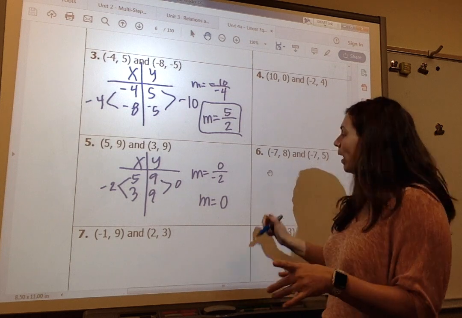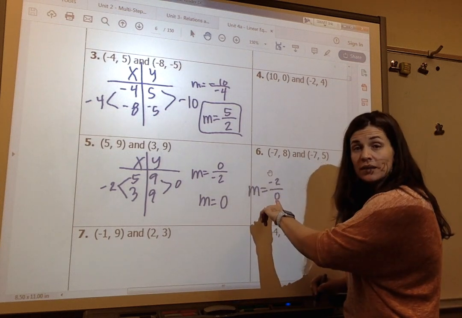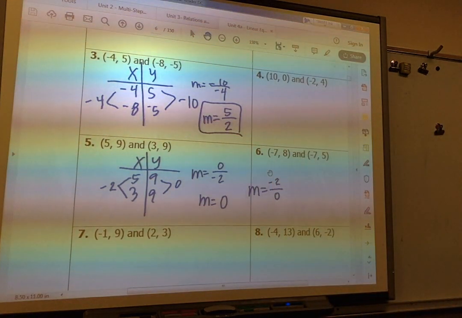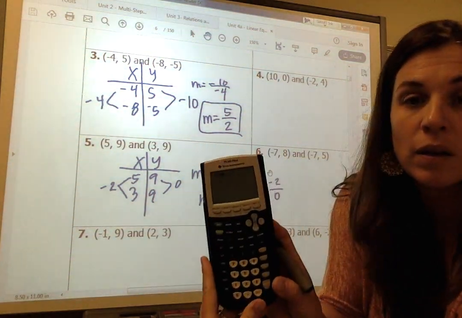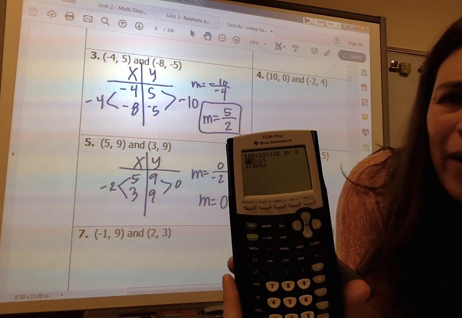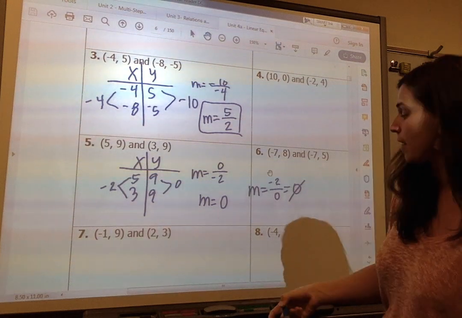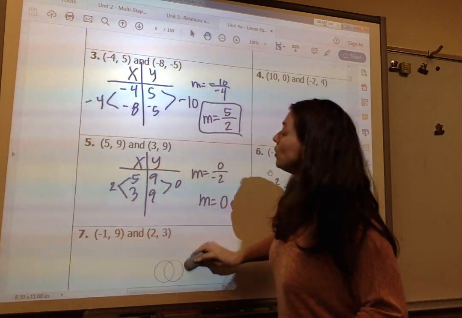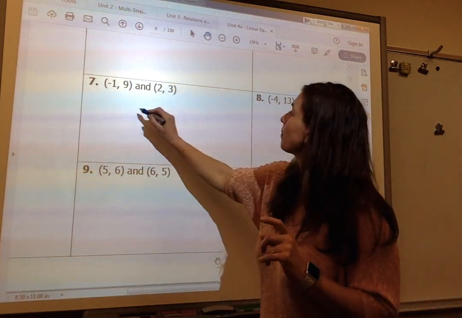But what happens if it were -2 over 0? Can you do this? Watch. Even if I type in my calculator, -2 divided by 0, can you see that? What comes up? Can you see what that says? It says error. You cannot divide by 0. So that is when it becomes undefined. Okay, so word of caution there. 0 divided by -2 is good, but -2 divided by 0 is not. All right, so let's look at number 7.